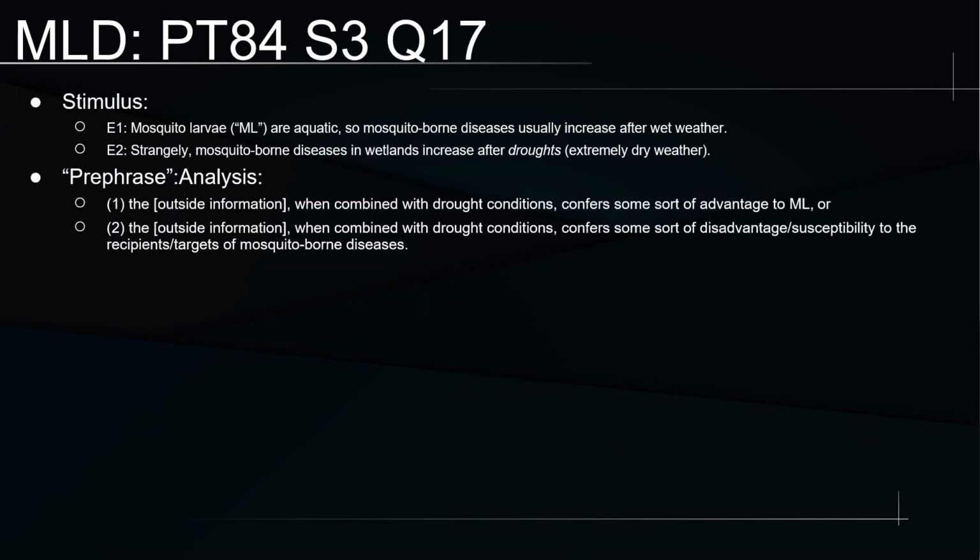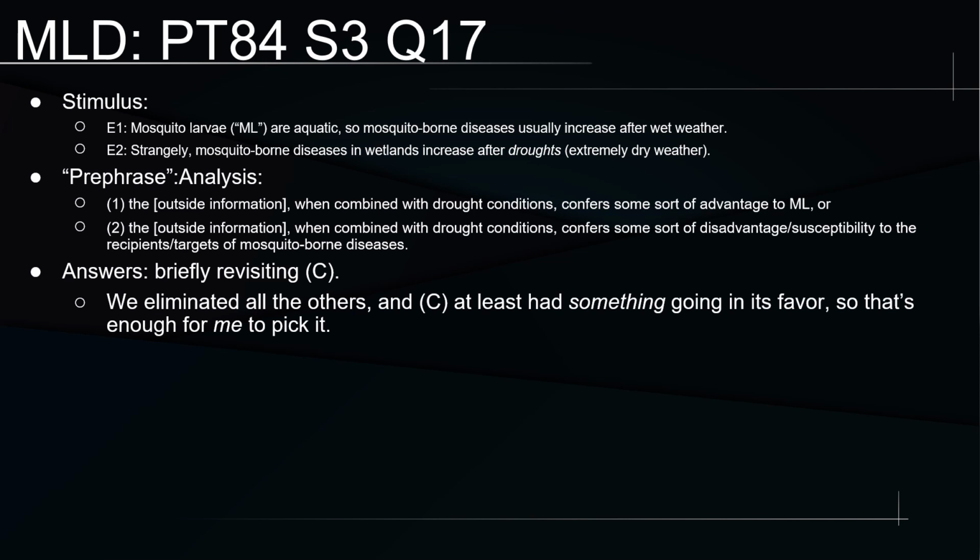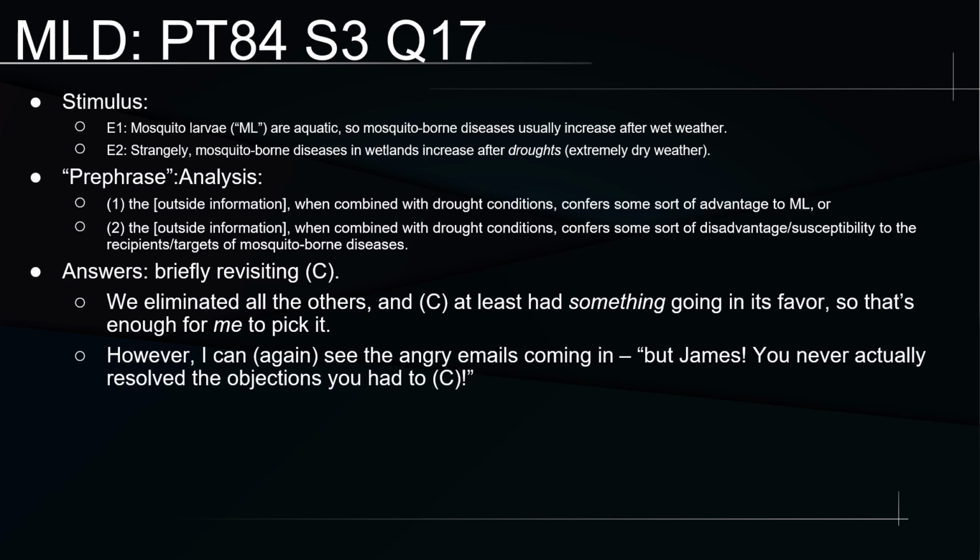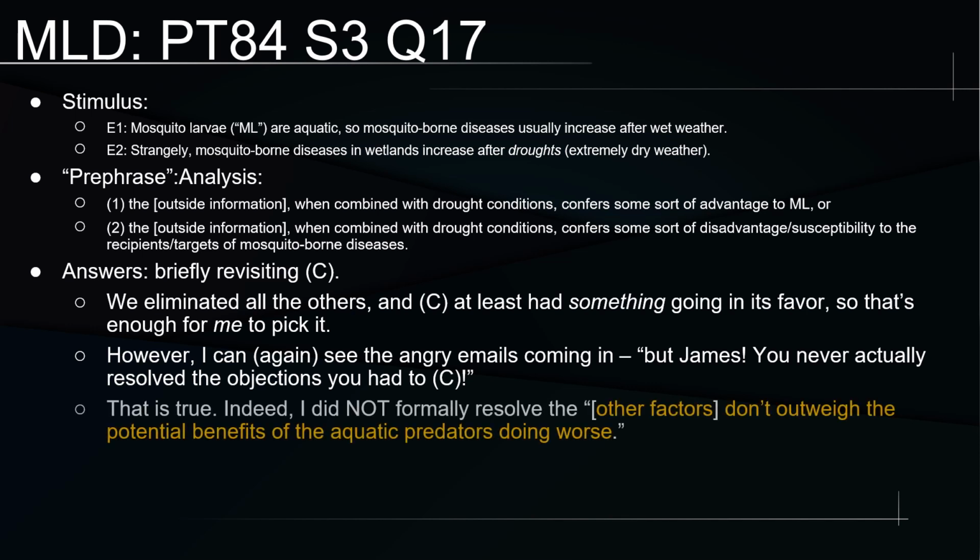So before closing this out, I do want to briefly revisit C here. For me, because we eliminated all the others and C at least had that green text, which I considered something going in its favor, that's enough for me personally to pick an answer. However, I can predict the, if not angry, at least frustrated emails coming in, right? You guys: but James, you never actually resolved the objections you had to C. And that's true. I did not.